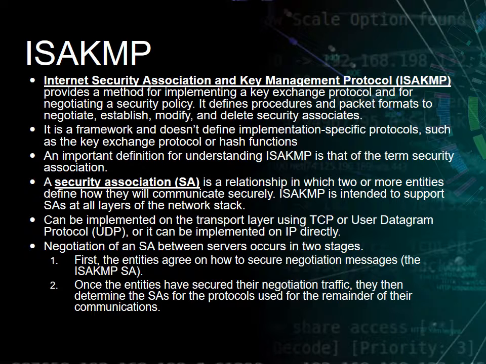ISAKMP is intended to support a security association at all levels of the network stack. It can be implemented on a transport layer using TCP or UDP, or it can be implemented in the IP layer directly. Negotiations of a security association between servers occur in two stages. First, the entities agree how to secure negotiation communications, and then once the entities have secured their negotiation traffic, they can determine the security association for protocols to use for the remainder of their communications.